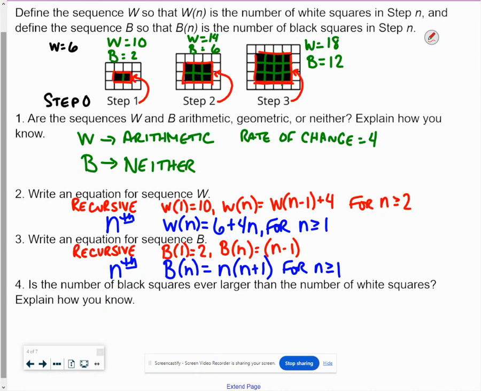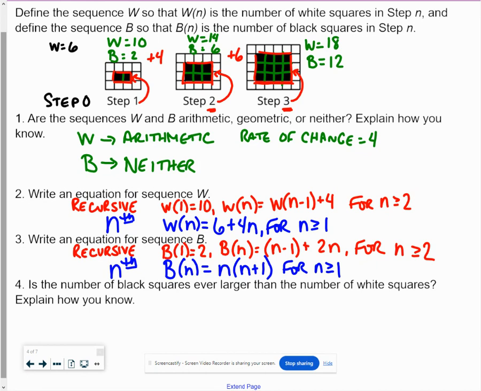Right? When I added 4 here, that's really step 2 times 2. When I added 6, that's really step 3 times 2. So I'm adding 2 times the step number. Again, I think that the recursive one in this case is much more difficult than the nth term. And this would be for n greater than or equal to 2 because we started at step 1.